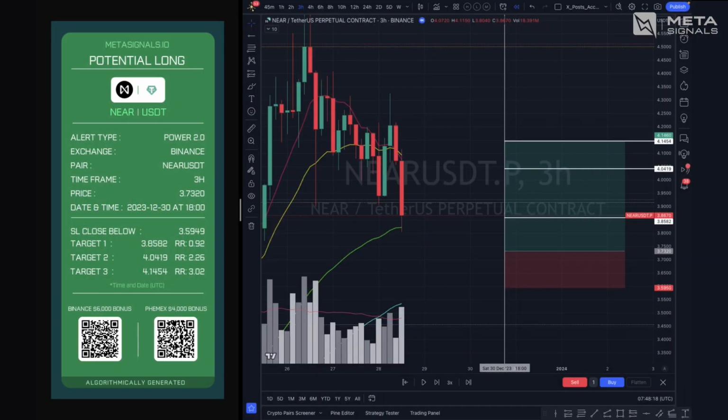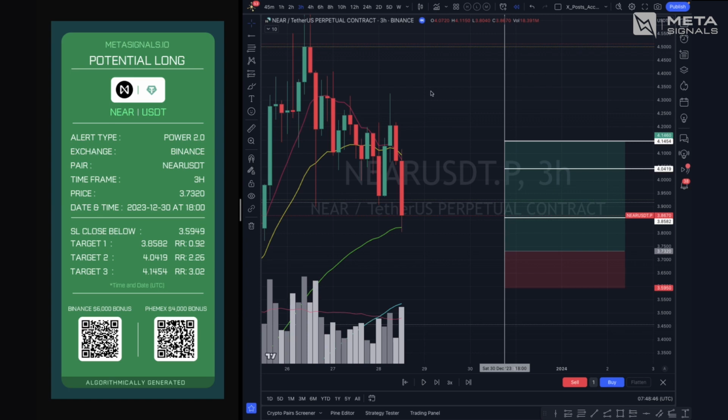Here we've got a near 3-hour power 2.0. So power 1s and power 2s are generally going to trigger during times of a potential counter trend bounce. And these can, of course, turn into full-blown reversals, or you might just end up with a brief bounce before the trend continues. Let's replay the price action on this one and see what we can see.